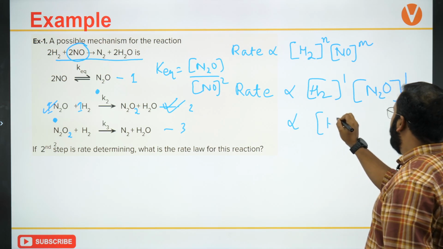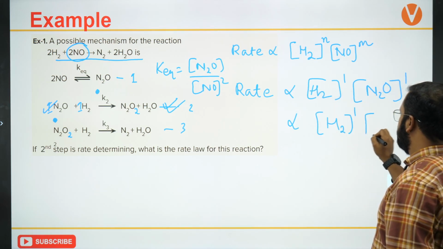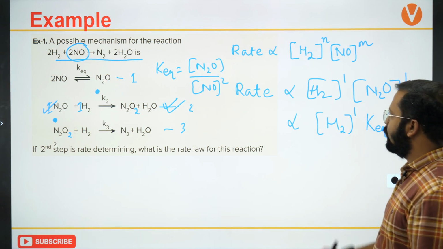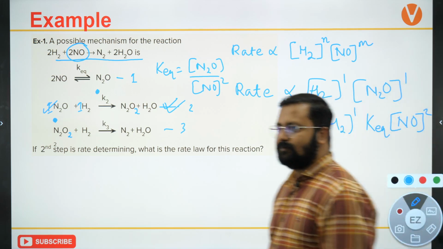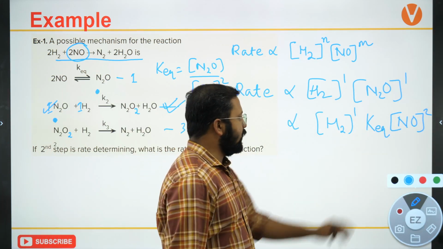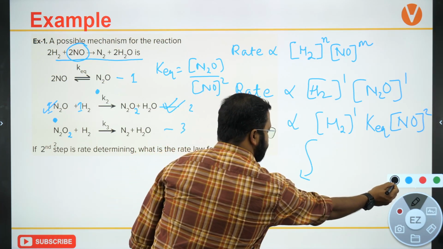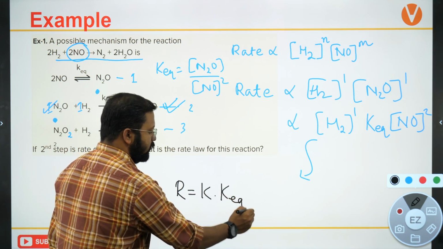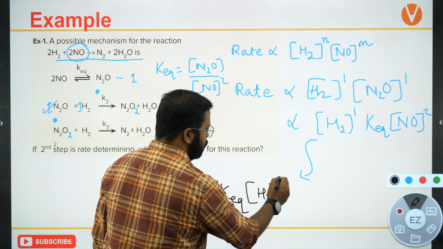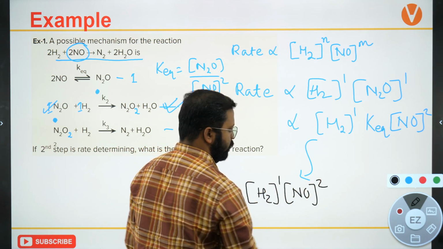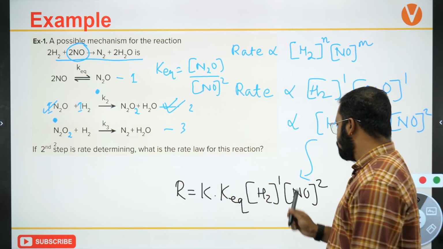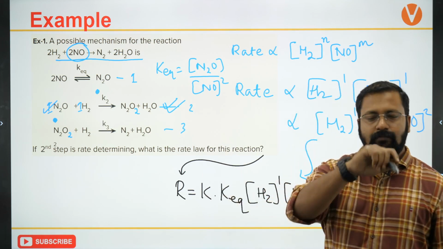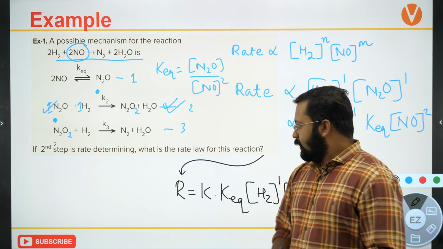So can I say that N2O concentration can be written as K equilibrium times NO square? Okay, I can write K equilibrium times NO square, and finally when I write this in terms of rate constant, it will become rate is equal to rate constant dot equilibrium constant, H2 to the power 1 and NO to the power 2. So this is the rate law for this reaction. Clear?